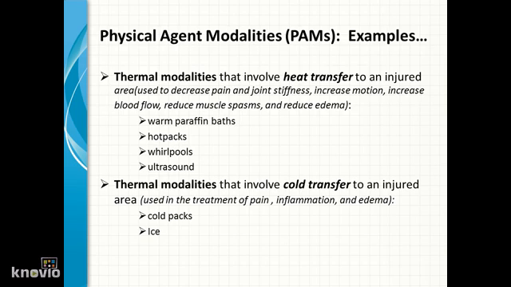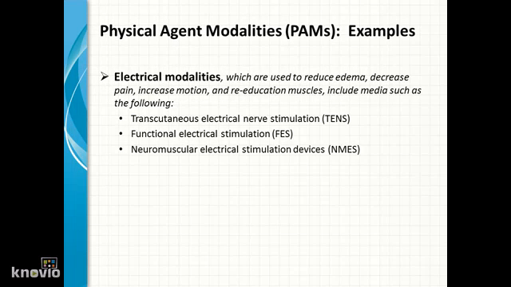Then there are thermal modalities that involve cold transfer to an injured area. They are used in the treatment of pain, inflammation, and edema. And examples of this include cold packs and ice. The third type of physical agent modality are electrical modalities, which are used to reduce edema, decrease pain, increase motion, and re-educate muscles. They include media such as the following: the TENS unit, the FES, and the NMES.